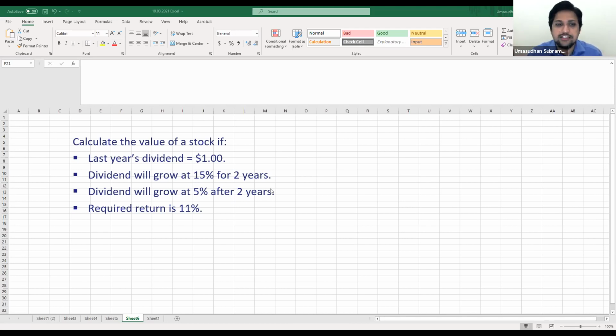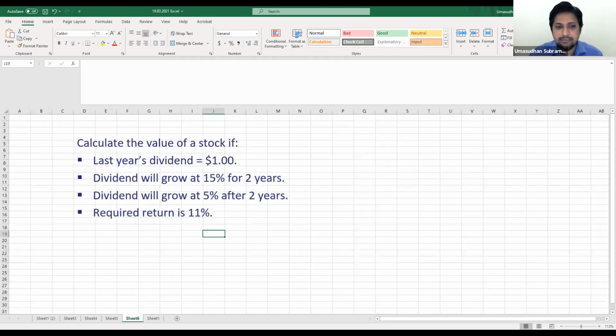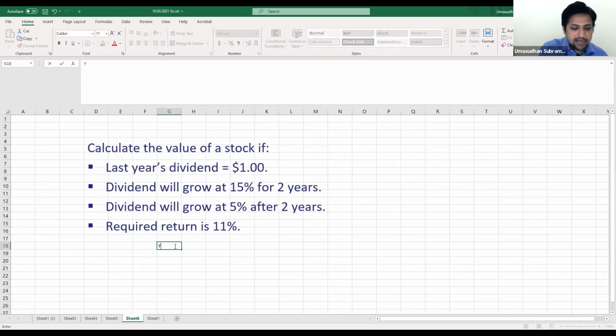Okay, look at this. Last year's dividend is $1. Dividend will grow at 15% for 2 years, right? And then it's going to stabilize at 5%. So can we first look at year 1 and year 2 dividends here? Can you guys help me to do that? So your year 1 dividend, how much is that going to be? Year 1 dividend is going to be $1 times 1.05, isn't it?